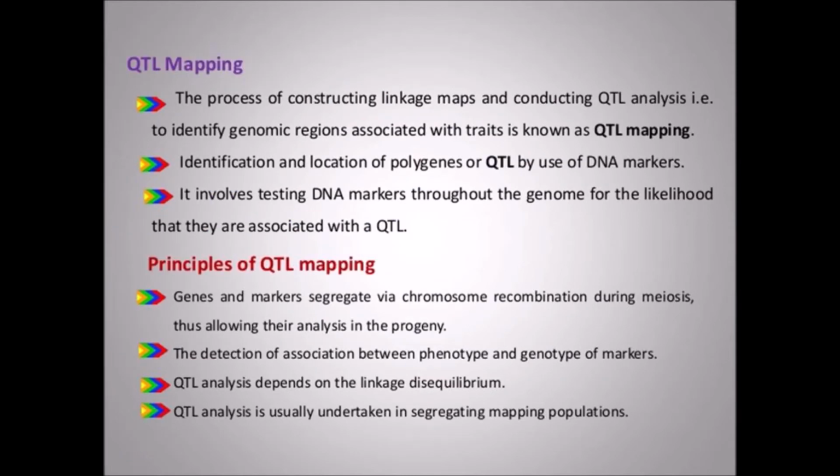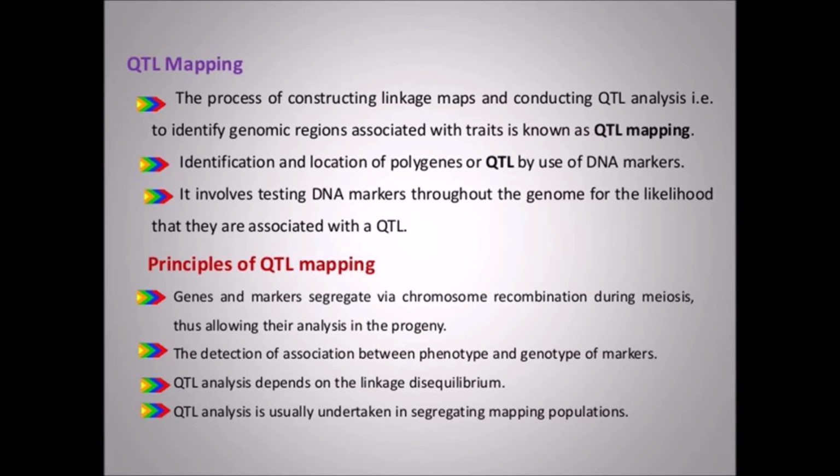Then what is QTL mapping? The process of constructing linkage maps and conducting QTL analysis, that is to identify genomic regions associated with the trait, is known as QTL mapping. Identification and location of polygenes or QTL by use of DNA markers. It involves testing DNA markers throughout the genome for the likelihood that they are associated with a QTL.